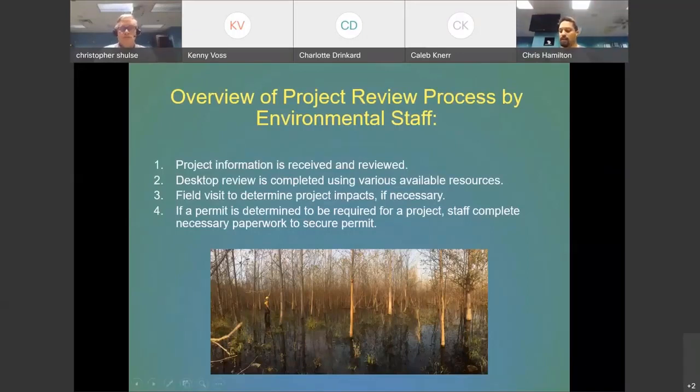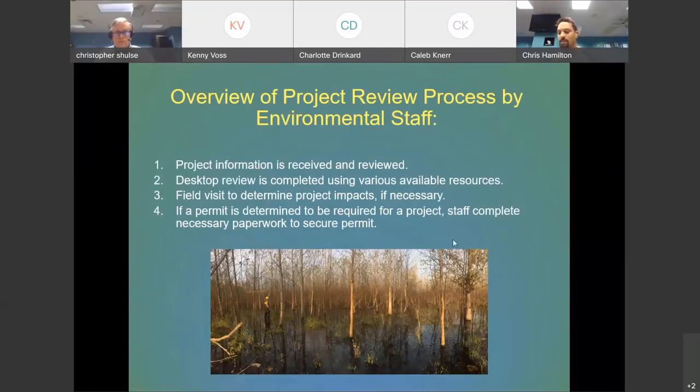So one of the things that is often hard to determine with each project as they come through is that each project is going to be unique in its own way. So sometimes projects will come through, they might be a bridge project, they might be a road project, it might just be resurfacing, or it could be something as simple as signal installations. With each of those comes different difficulties, and the overview of project review is what we're going to go into. Project information is received and reviewed, and then we do a desktop review, and we're going to get into that a little bit later.